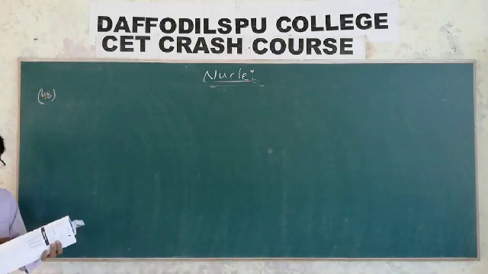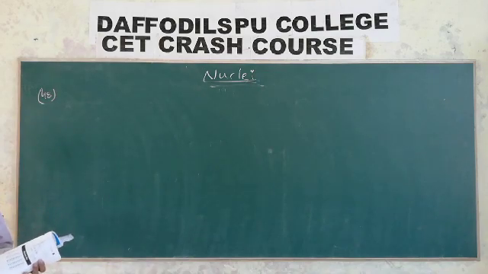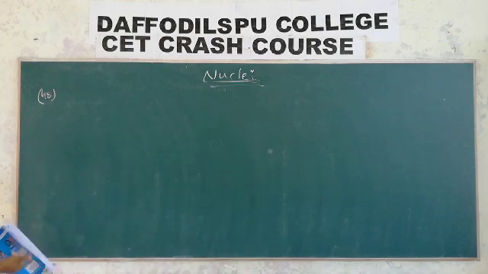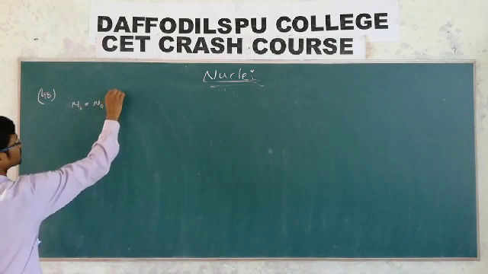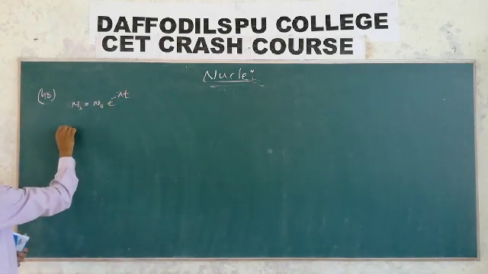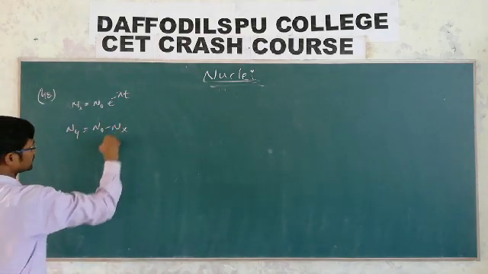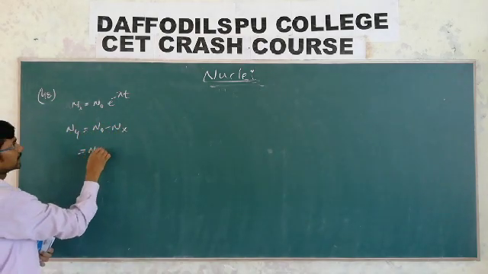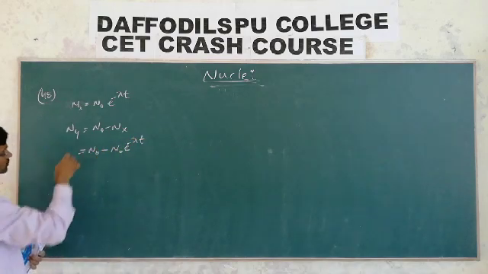A radioactive nucleus X decays to a stable nucleus Y. Then the graph of rate of formation of Y against time will be? Nx is equal to what? N0 into e power minus lambda T. For the rate of formation of Y, X decays into Y. Then Ny is equal to what? N0 minus Nx. That means N0 minus N0 into e power minus lambda T.